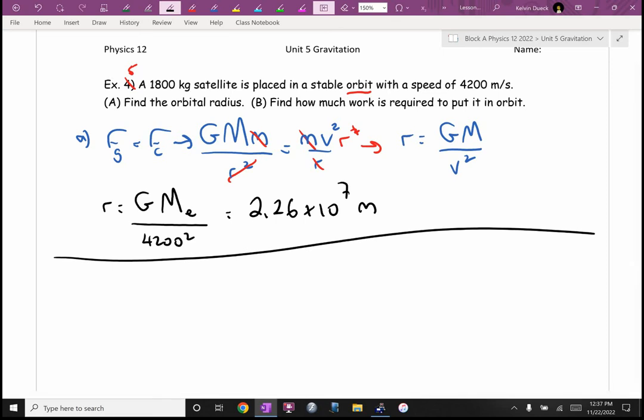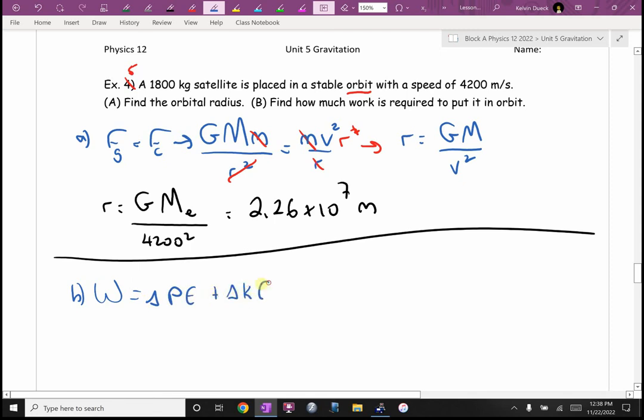Finley, what's B want me to find? Oh, that's so easy. I mean, work is just force times distance, isn't it? Why can't I use that? So I guess it's going to be the change in potential plus the change in kinetic. Are we in a stable orbit? So I can't cross out any of these at this stage. What do you want to find first? Change in potential or change in kinetic?